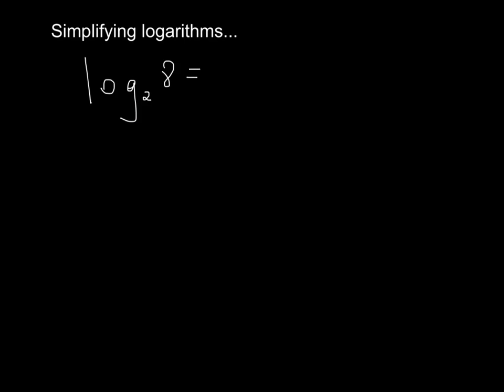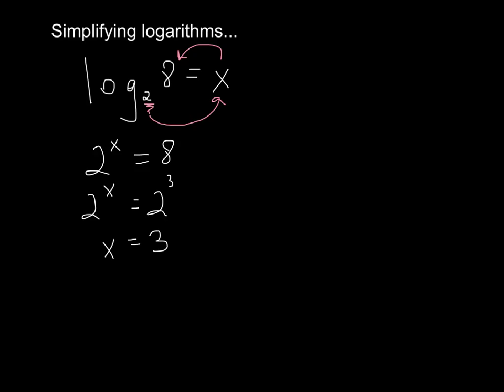Now let's say you're not so sure. What I suggest you do is set this equal to x and then write this in exponential form. So remember, this is the base, so we start with 2. This would be 2 to the x is equal to 8. And now we've got an equation where we can create a common base. So that's 2 to the x equals 2 cubed. So x must be equal to 3, which means that log base 2 of 8 is equal to 3. And that makes sense here because 2 cubed equals 8.